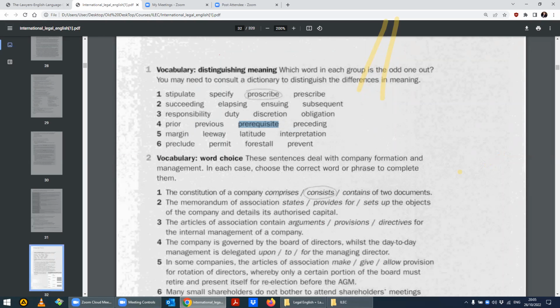Preceding means in front of. So in other words, in front of, like prerequisite or prior, it's before. Whereas previous means last, the last lesson, the previous lesson. There's a subtle difference between the two, okay? So in fact, it's previous. Prerequisite, something must happen before something else happens. Preceding means in front of, prior means in front of.